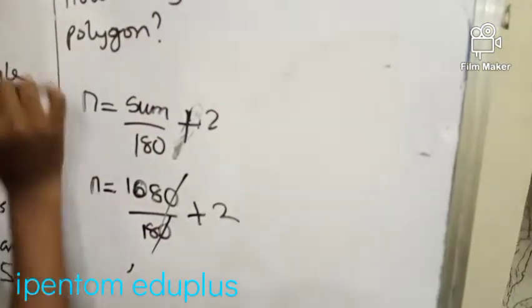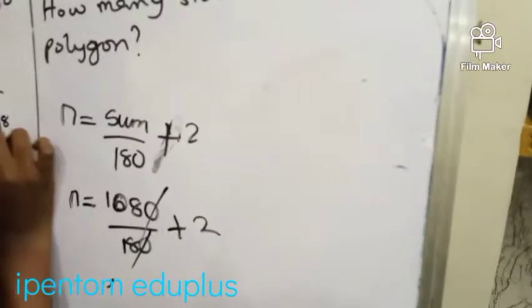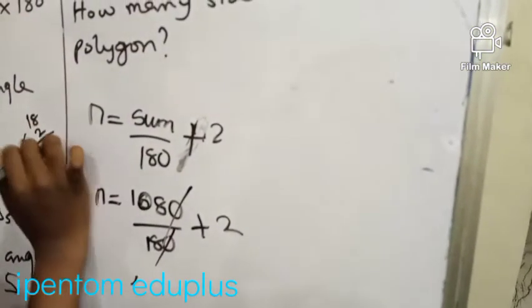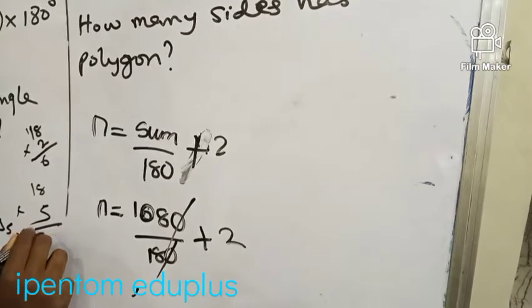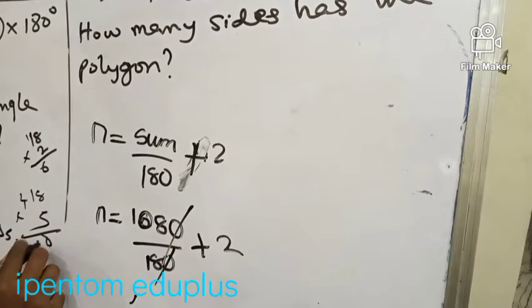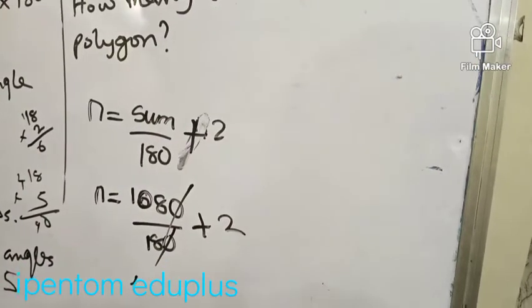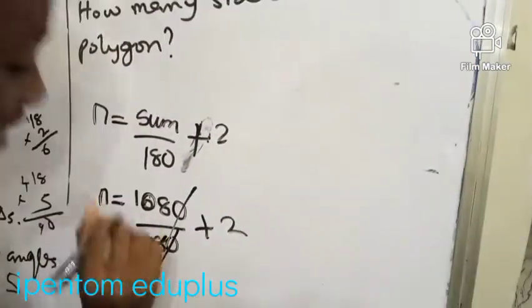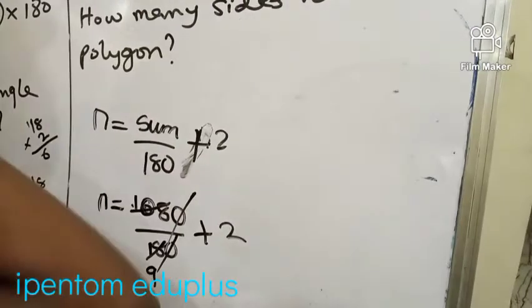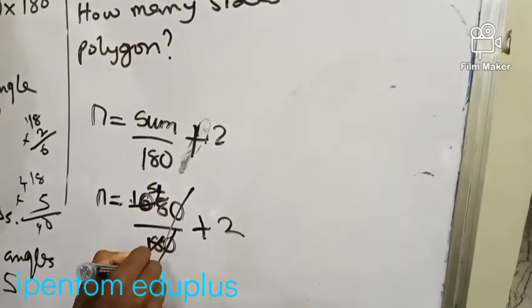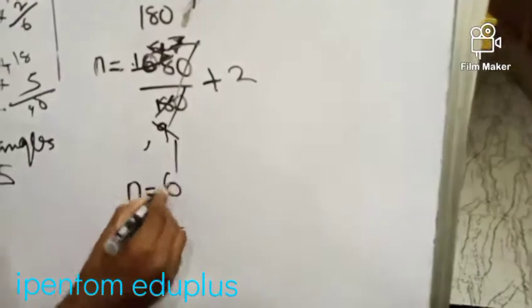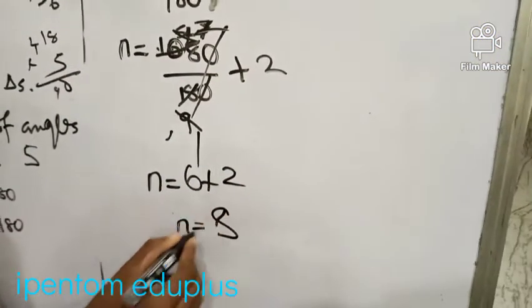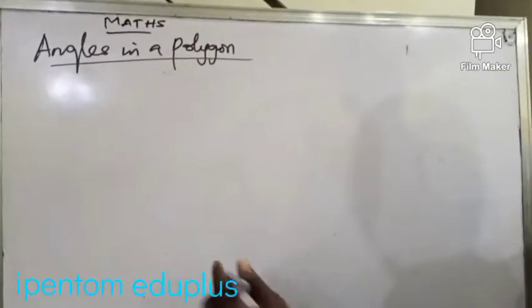Now we have to solve 1080 over 180. Can't you use 2 to break it down first so that it will be easier? 2 in 18 is 9. 2 in 108 is 54. 9 in 9 is 1. 9 in 54 is 6. 6 plus 2 is equal to 8. That's the answer.